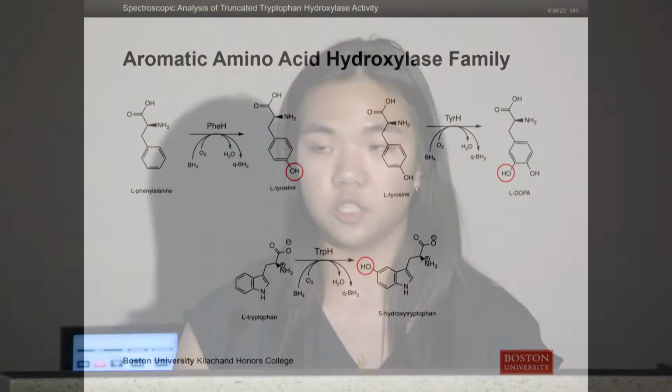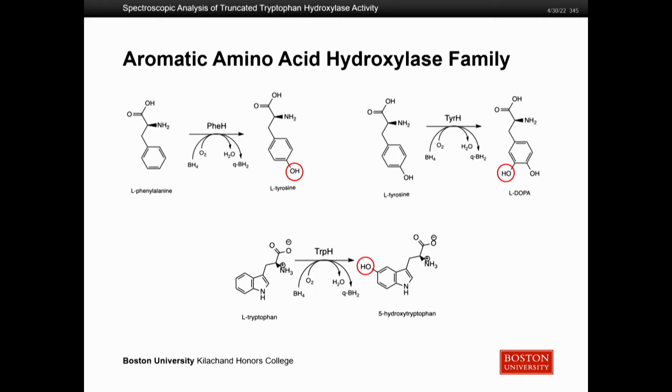And so the last enzyme of this family is tryptophan hydroxylase, which is the one that we're looking at. And so from here on out, we're basically only going to be looking at this bottom reaction and this enzyme. So TrpH, that's the enzyme that we're looking at, and then the product is on the right and the starting material is on the left. So basically we're going to be measuring the amount of the right molecule, the product, that we're forming over time.